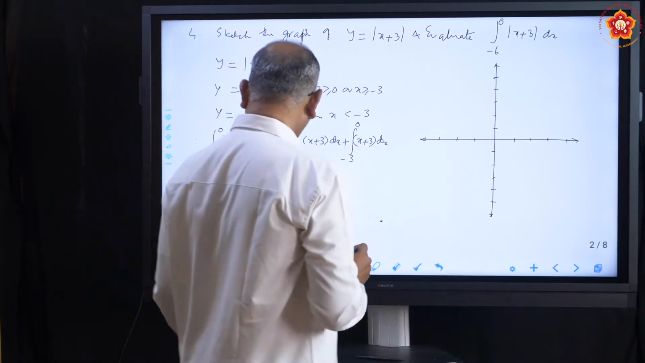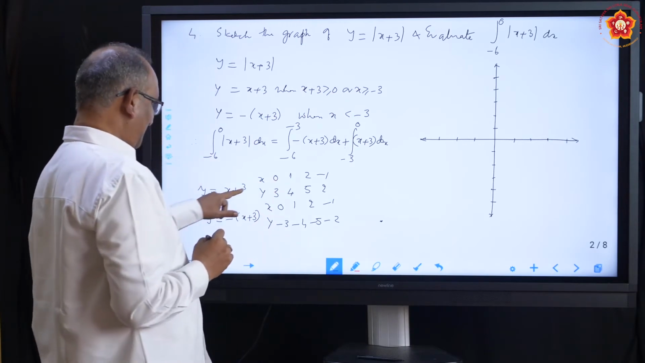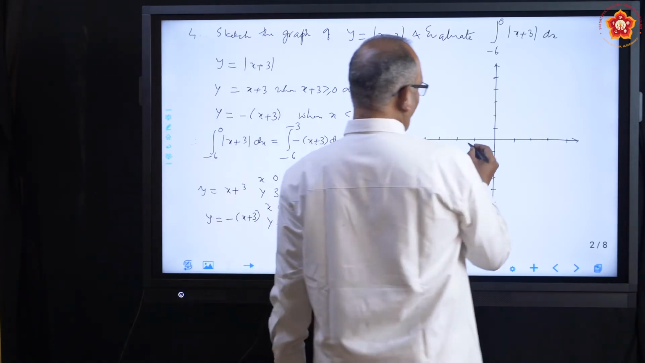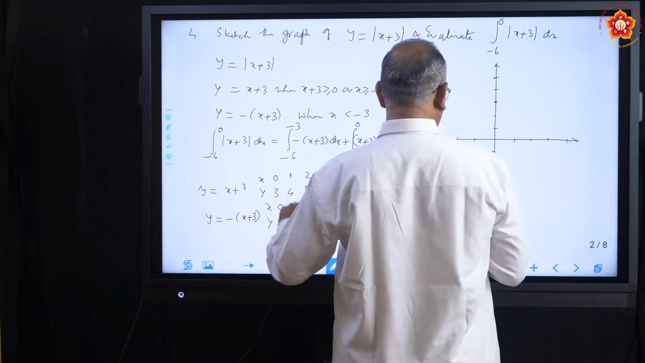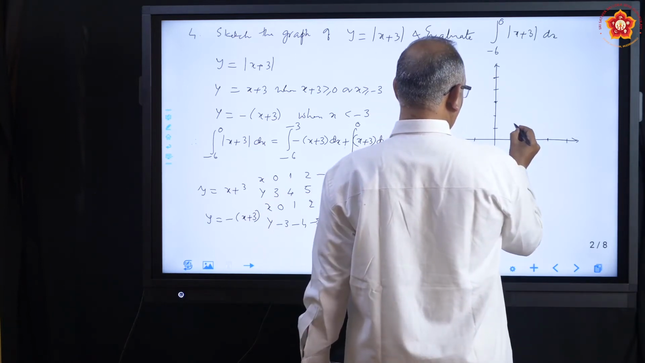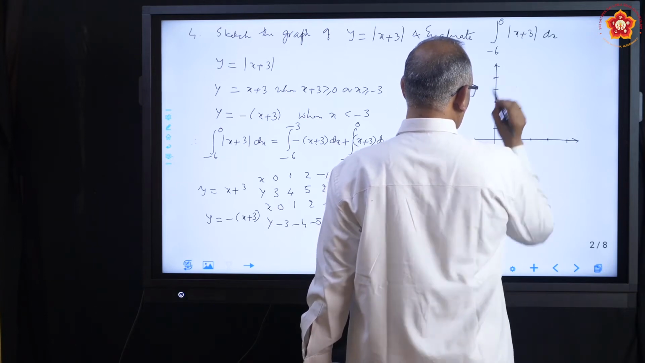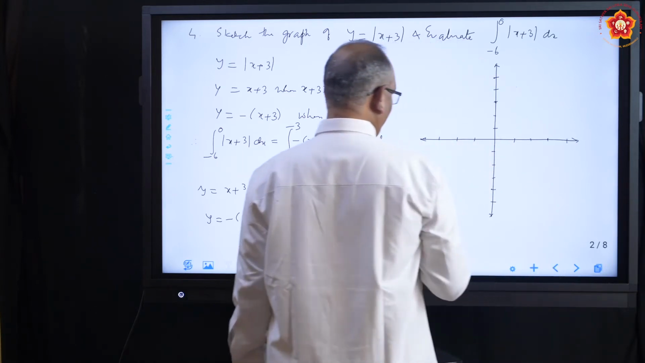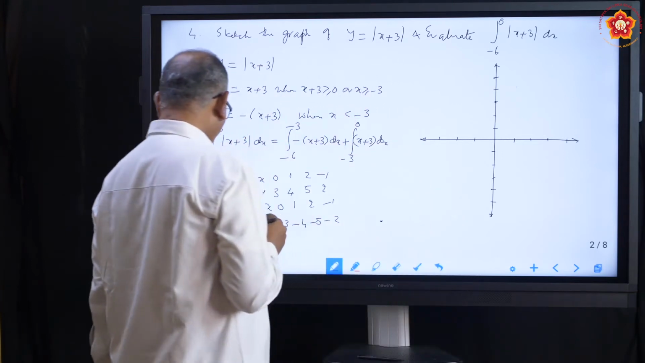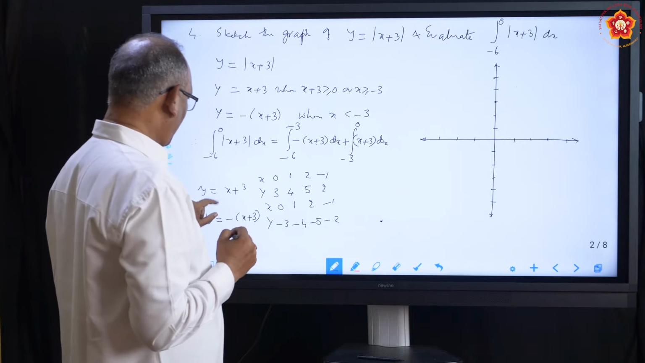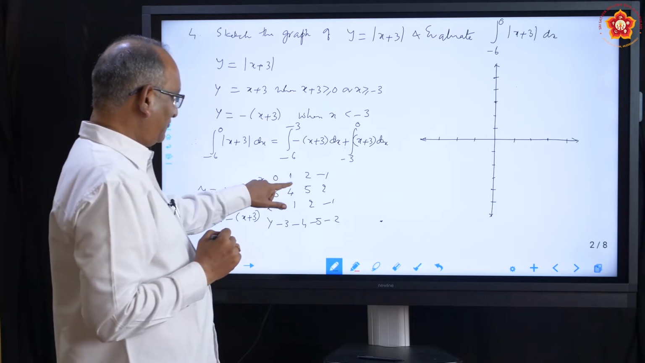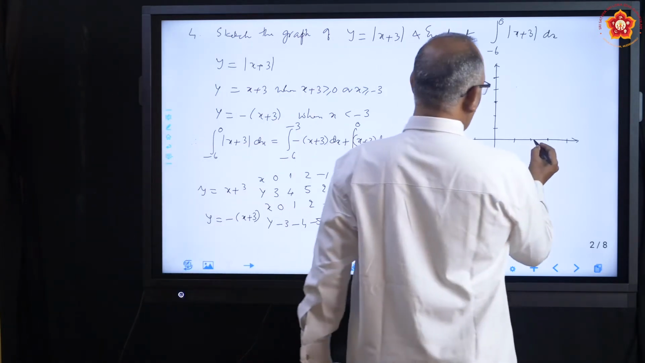Plot the points. First we will take up y equal to x plus 3. X is 0, y is 3. X is 1, y is 4. And when x becomes 0, y is 3. Okay? So 0, 3, 1, 4, 2, 5. If you take 2, it is 5.